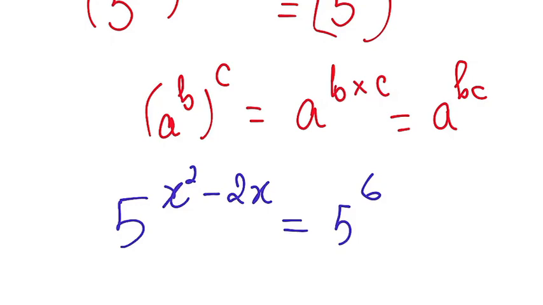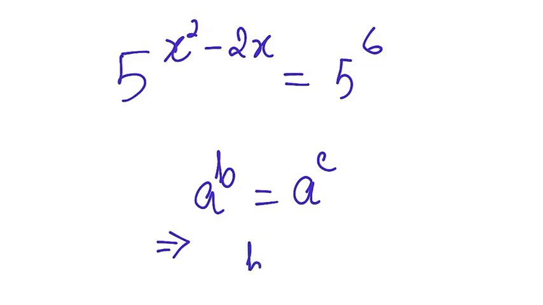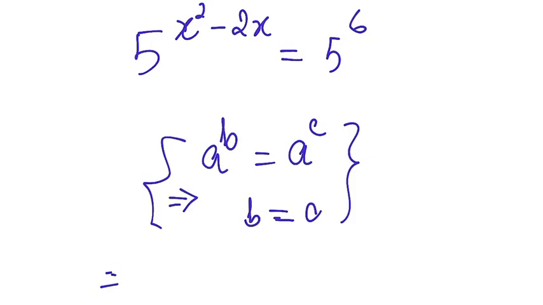All right, so now the next thing we're going to do from here, you can see that we have the same bases. Whenever you have a to the power of b equals a to the power of c, since the bases are the same, we are going to equate the powers. So take note of this, and we are going to apply this here. So now moving on, we're going to have x squared minus 2x equals 6.